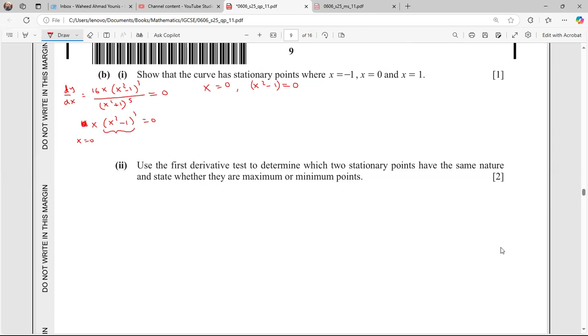And from here, you can see that x square minus 1 is (x plus 1) and (x minus 1). If this is 0, it means x is equal to negative 1 or plus 1. And the third solution was x equal to 0. So only these are the possibilities, or these are the stationary points of our curve. Okay, so we did this problem.